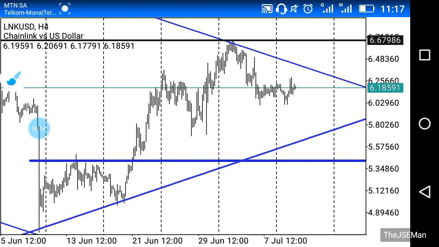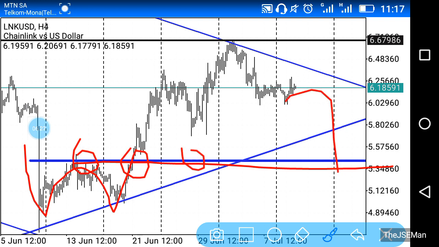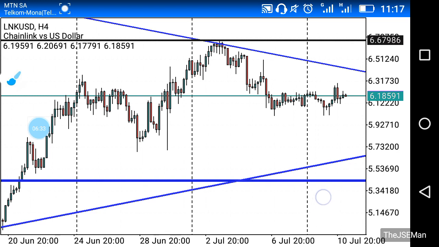Having said that, remember also we spoke about how we had this W structure which has a neckline at that point, and we said the neckline is now also a very strong level of support, and we may see price actually coming back to this level to test it and only move further up, right? But let's zoom in and see what else is happening in regards to the H4 chart.